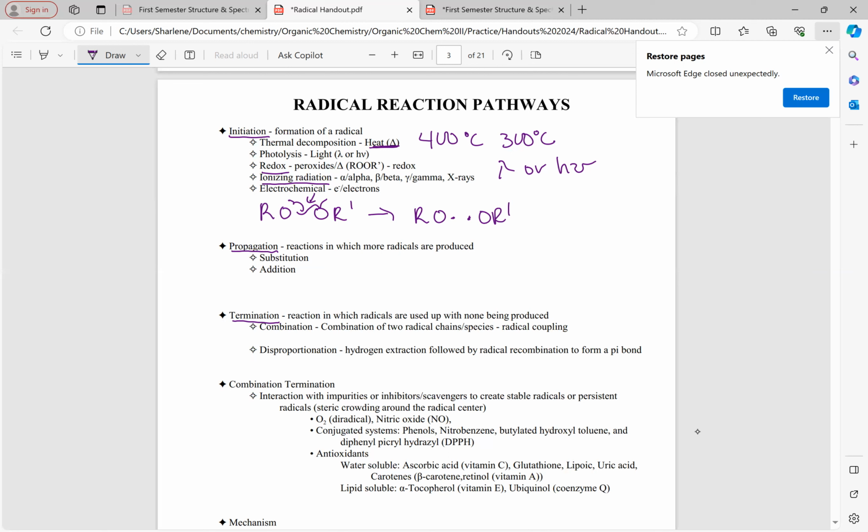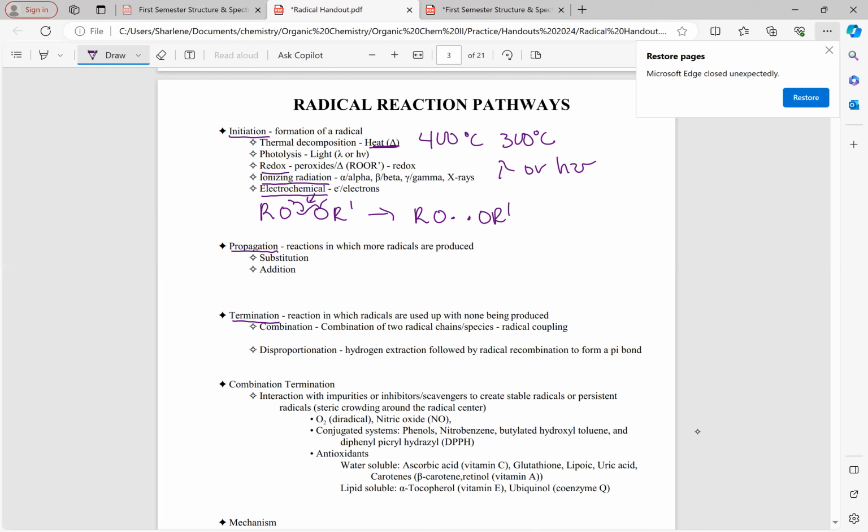I said photolysis above, and I also put ionizing radiation. These are your high-energy sources up in the atmosphere: alpha particles, beta particles, gamma rays, X-rays, things like that. In the laboratory, of course, we don't use those. But a lot of the radical chemistry that's really interesting occurs in the upper atmosphere, and that's cosmic radiation. We could also produce them using electrochemical means. We don't in our discussions, but it's another way. So it's a small list, but those are ways that we can start the initiation phase.